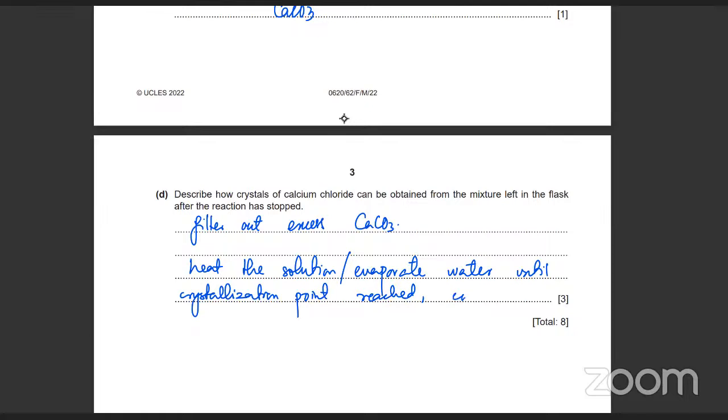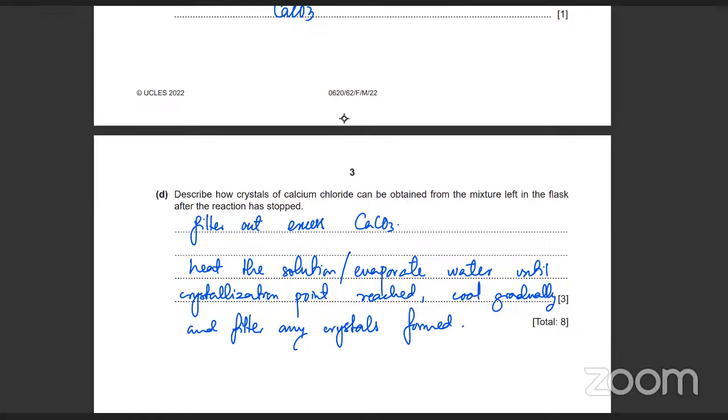Then cool gradually, and filter any crystals that are formed. So you're going to filter any crystals that are formed.